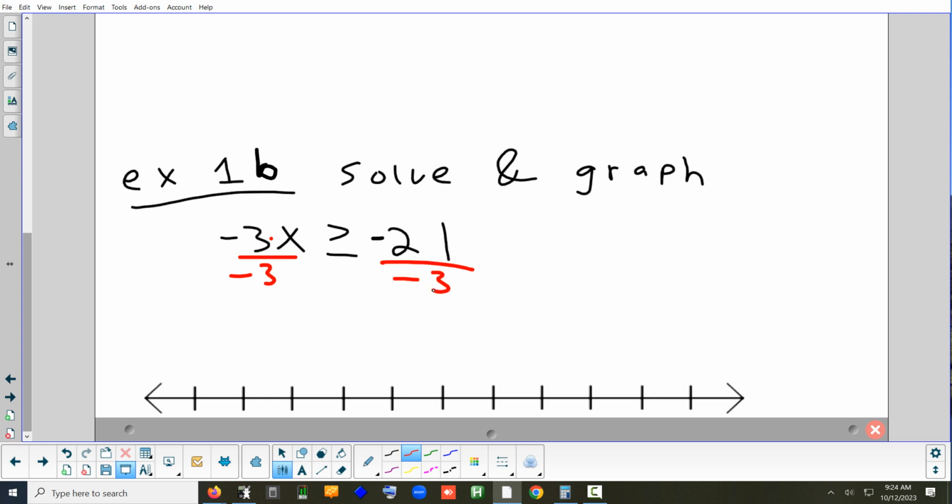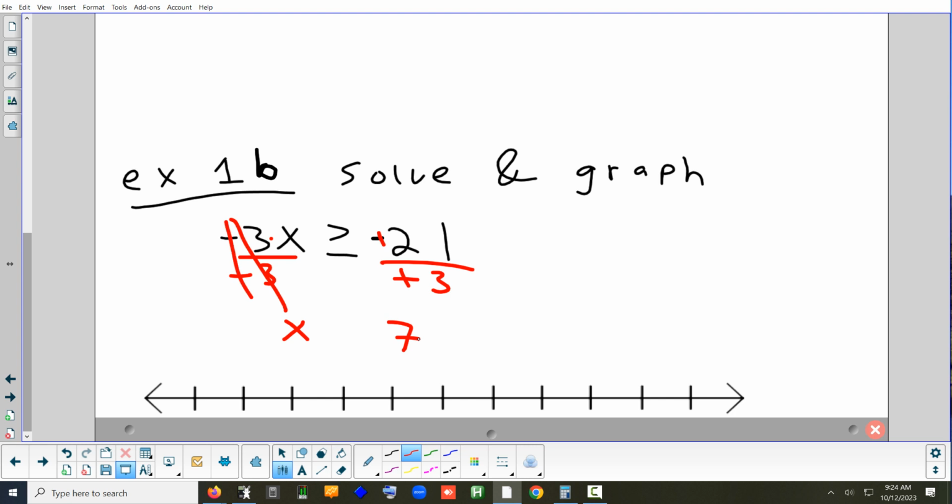What's negative 3 divided by negative 3? 1. So that's gone. That cancels out. And what's on the left-hand side now? Yep, just x. And what about negative 21 divided by negative 3? 7. Yeah, negatives are going to cancel. You get 7. Now, what about the sign?